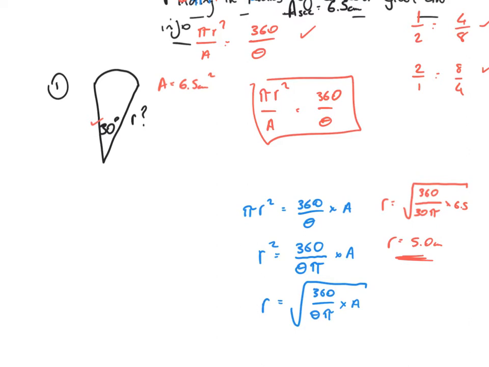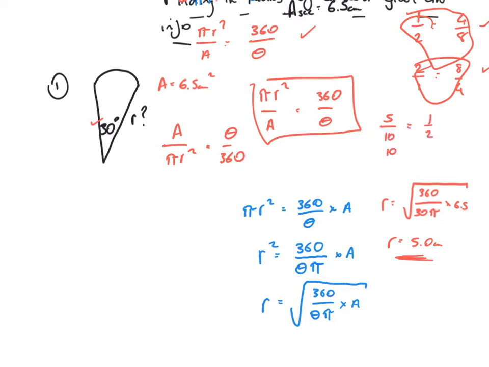What I did then was I flipped that ratio on its head, and basically what that meant was just flipping it upside down. A over pi r squared equals theta over 360, which we can do. I showed you an example of that working there, so let's try it again. If we had 5 out of 10, well, that's the same as scoring half marks. We'll flip it upside down. 10 over 5 is 2 and 2 over 1 is 2. That works. Okay, so at that point, I flipped it upside down.